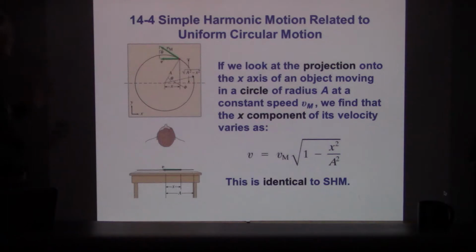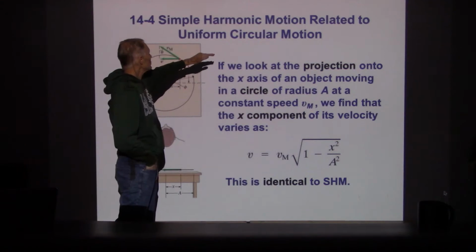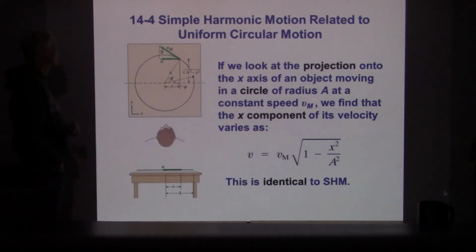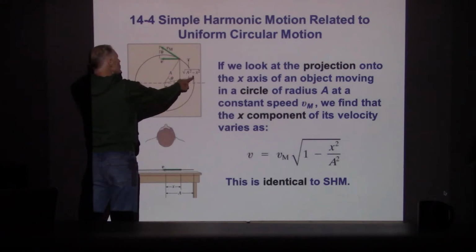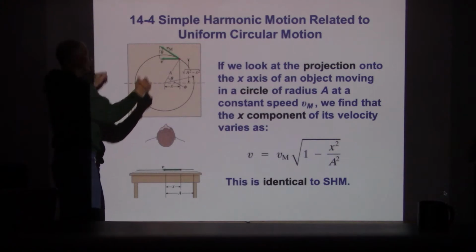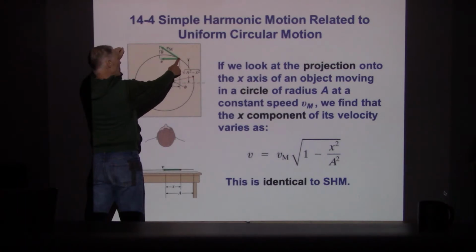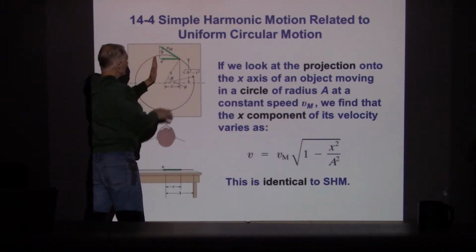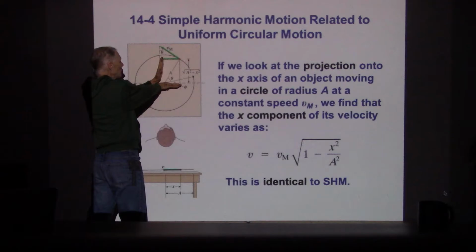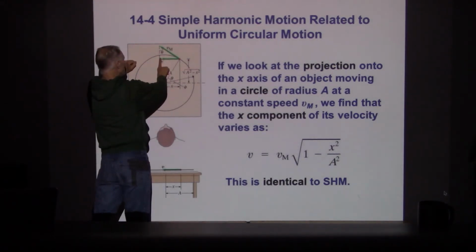Now, there's this interesting connection, I think we hinted at this before, between simple harmonic motion and uniform circular motion. If I'm in uniform circular motion, that means I'm traveling around in a circle at a steady speed. Well, if I take a position along that circle and divide it into vertical and horizontal components, the horizontal component becomes the cosine of the angle, and the vertical component becomes the sine of the angle.